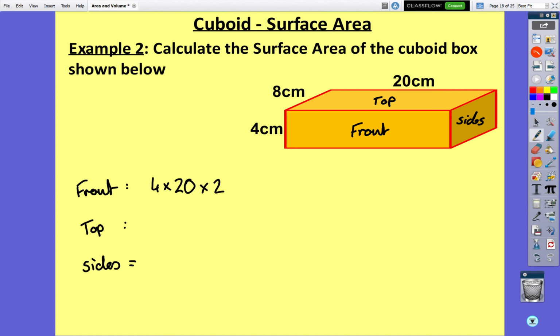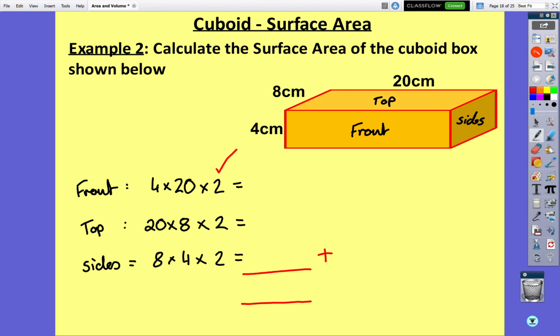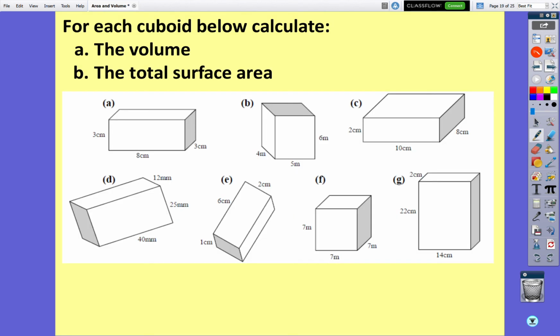Top will be 20 by 8 or 8 by 20, doesn't matter. Times by 2, and then my sides are 8 by 4. Times it by 2. Remember, I'm always doing the times 2 because front and back, top and bottom, sides are both the same. Fire it in, get your answers, add them up. And that's how you ensure you get your marks for it. Alright, the only thing that can go wrong from here on in is that you put something wrong in your calculator. So I would always do each multiplication, then just do a big addition. Okay. And again, you might want to pause here.